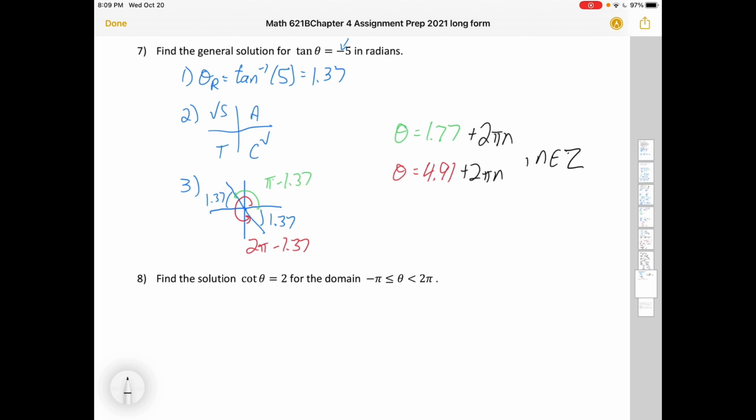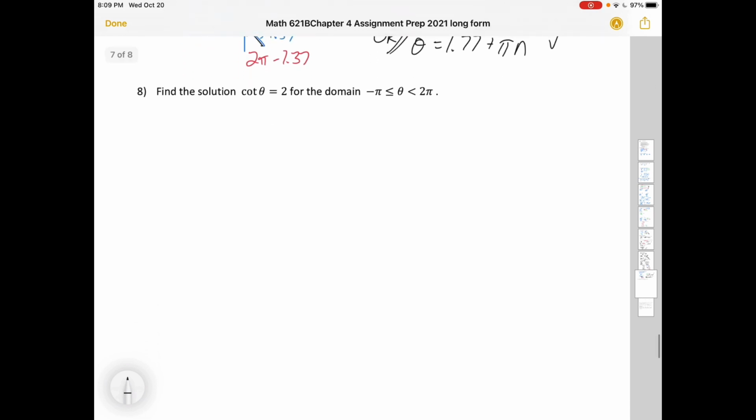Now, there is a fancy property that happens with tangent. These two solutions are guaranteed to be 180 degrees apart from each other. So if you want to, you can do your general solution this way. It's just the first one, and it recurs, instead of having two of them that recur every 360 degrees, it's just that first one recurring every pi, or 180 degrees. You get full marks for writing it this way. Totally up to you, but it is a neat thing to notice.